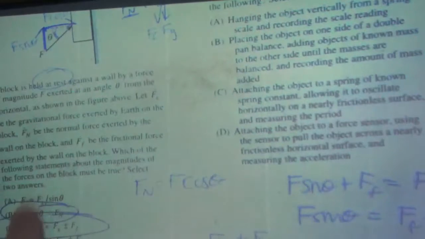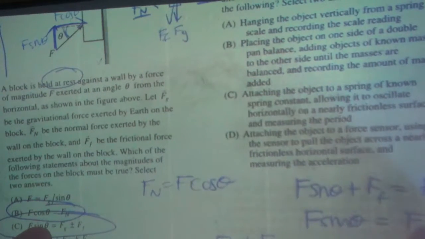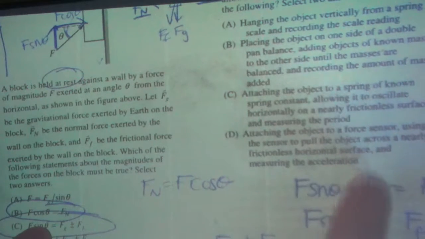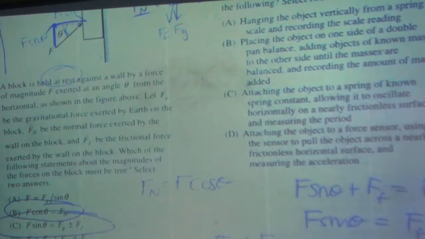But luckily, C is saying, okay, I have F sine theta equals Fg plus or minus, so that could have been friction on this side or friction on this side. That's what the plus or minus means, the force of friction, so B and C were our answers.